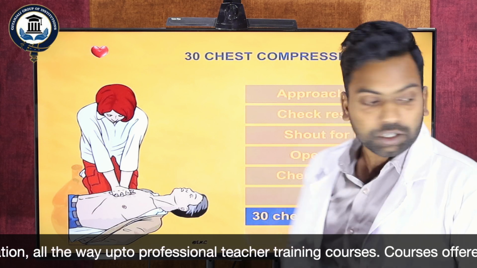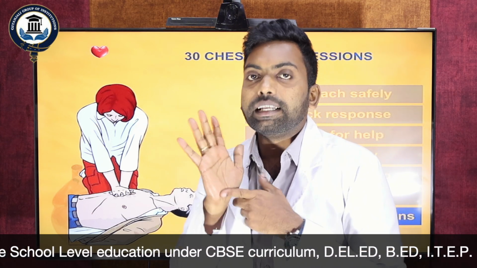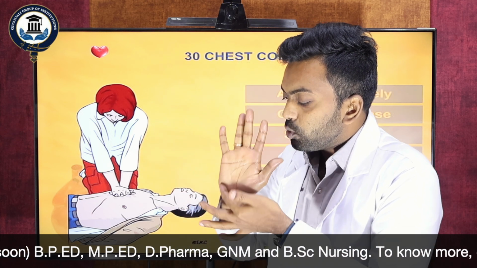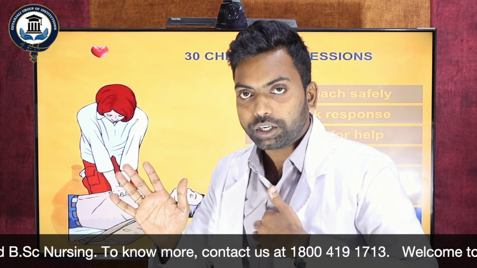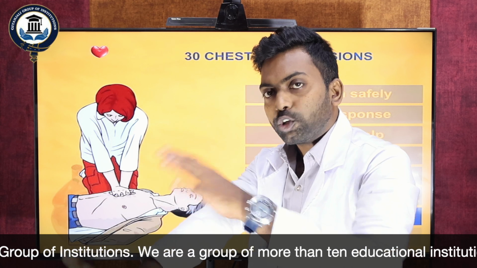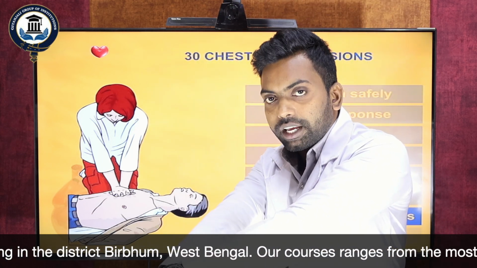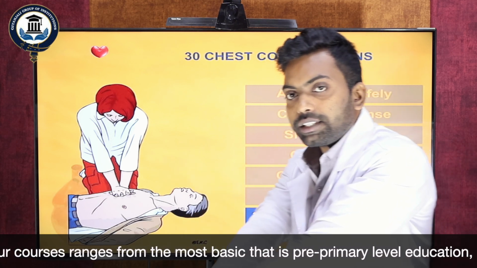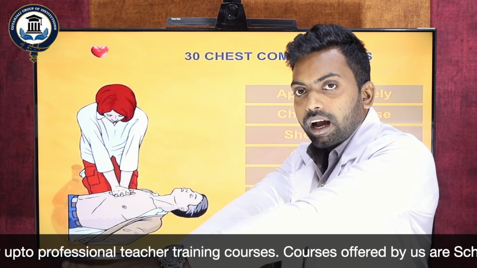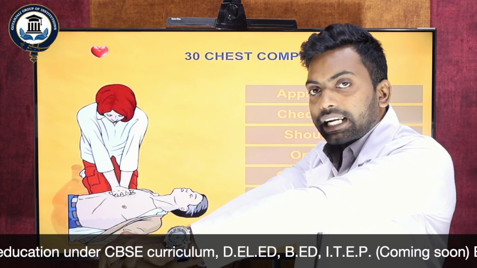And how to place your hands. This is called the heel of the hand. You must place it over the middle point of the chest. Place the dominant hand first, and the second hand you must place over it. Place one hand here and the next hand here, and go for interconnection. This is called the interlocking method.